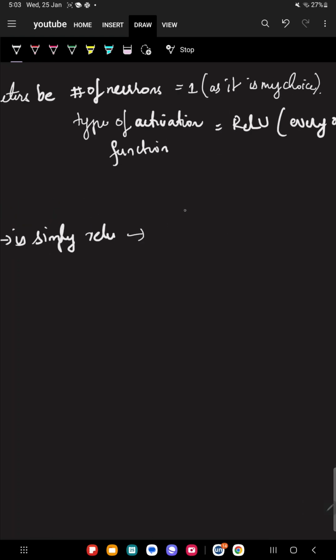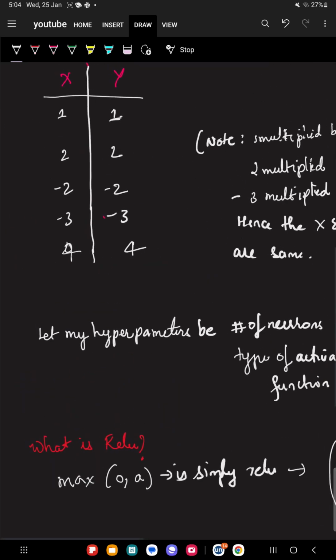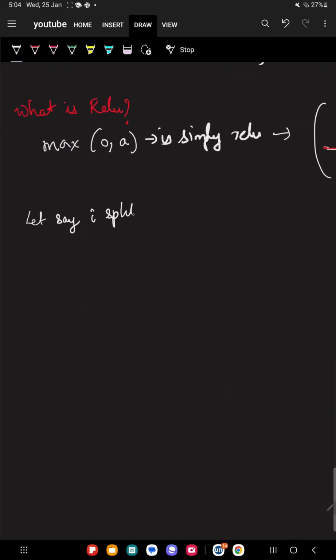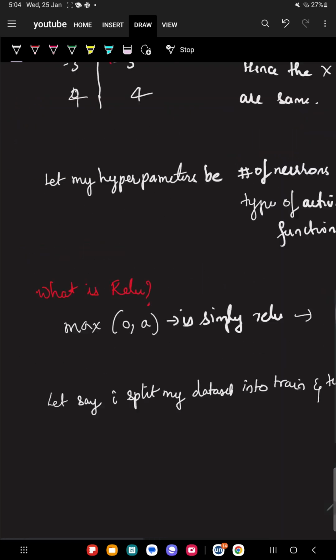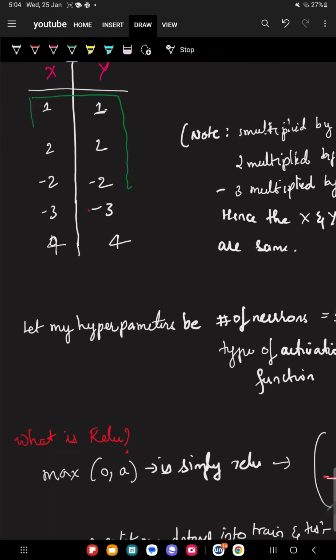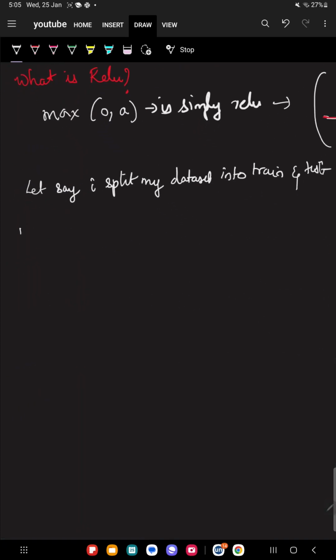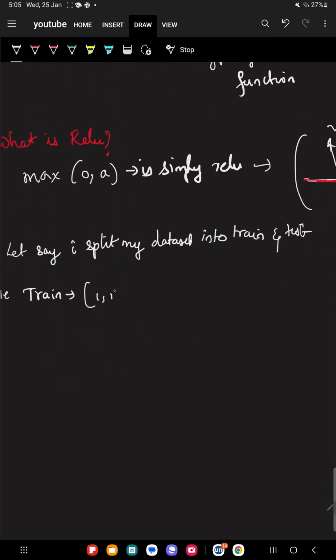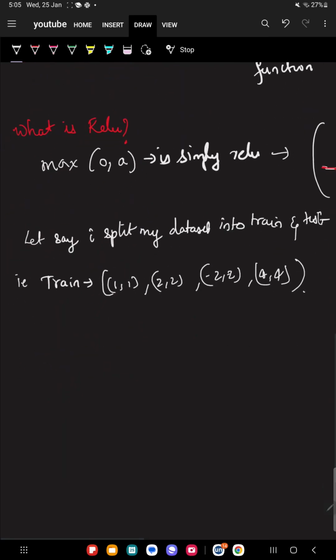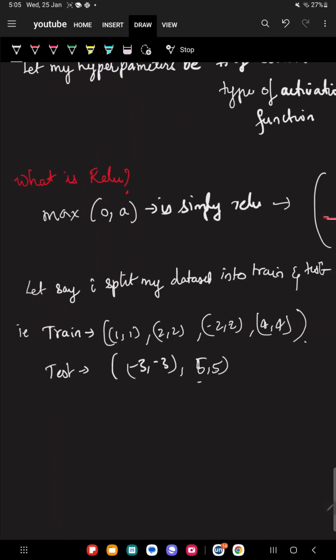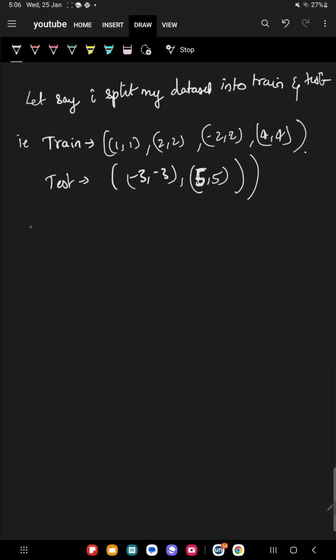ReLU gives you an output of max of (0, A), where A is the input, and its output looks something like this. Now, let's say I split my dataset into train and test, which looks something like this. The thing in the green box is in train, and the one in the pink box goes to test. In my train dataset, I have four data points: (1, 1), (2, 2), (-2, -2), and (4, 4). Similarly, in test, I have two data points: (-3, -3) and (5, 5).